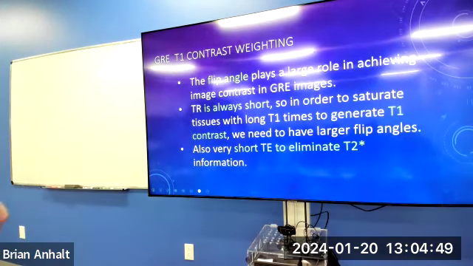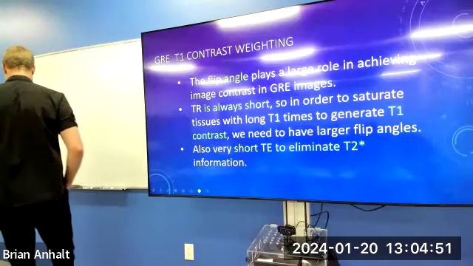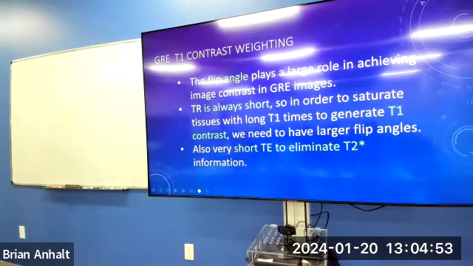So how do we generate contrast now? Gradient echo sequences always have a short TR. Remember I was just telling you the TR was part of our scan time equation? The whole point in doing gradient echo sequences is to make the scan time shorter, so it has a short TR always. Always a short TR.